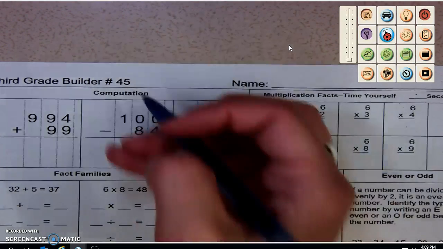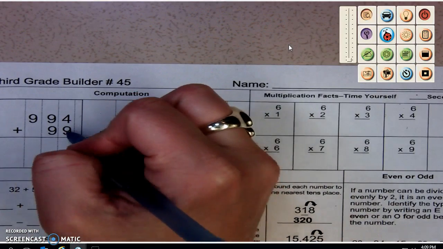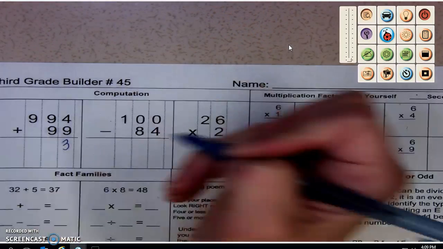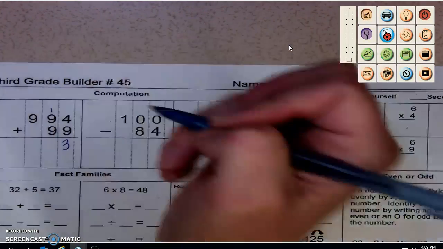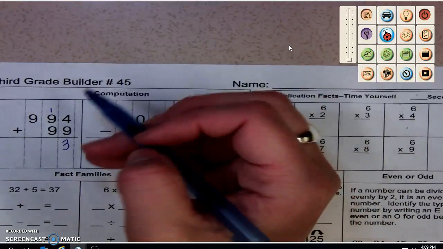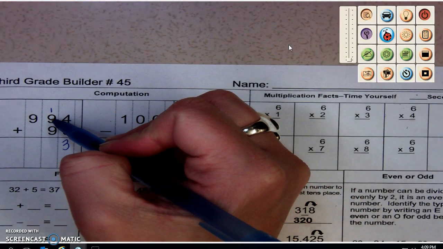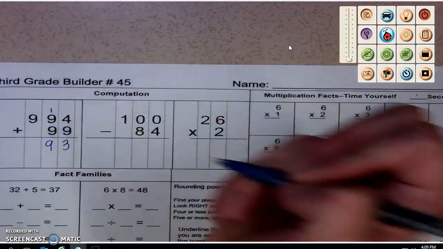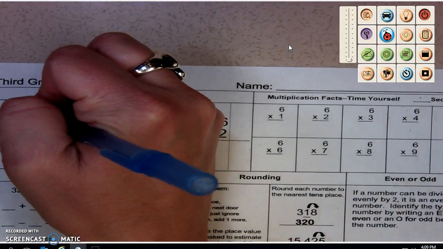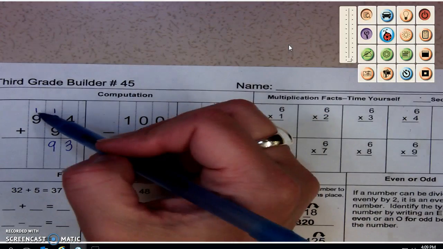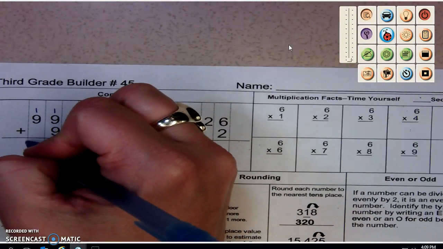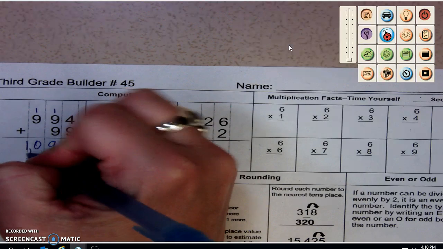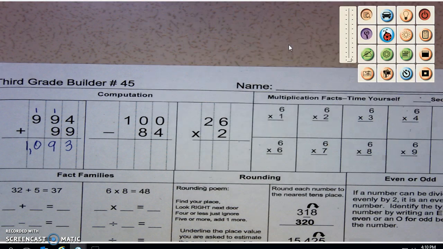We'll start with addition. 4 plus 9 is 13. Put a 3, carry the 1 over the tens place. 1 plus 9 is 10. 10 plus 9 is 19. There's 9 tens. Carry your 1. 1 plus 9 is 10. So your answer is 1093.